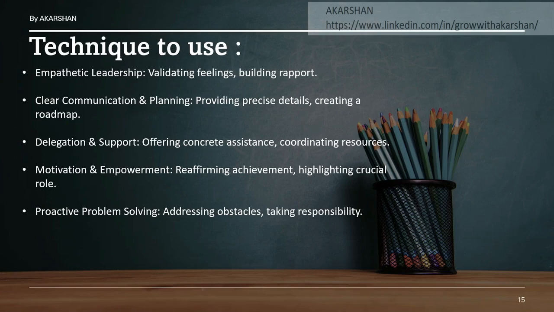The technique we are going to use is empathetic leadership, right? You need to be empathetic. You were a sales associate one day, now you are a sales manager, so you already know what a sales associate goes through. Do that. Be a good leader. Don't be a boss, be a leader. Validate their feeling, build rapport. Then clear communication and plan. You are a sales manager, use your experience, use your skill set, use your network, in fact, talk to people, use the resources. Then delegation and support.